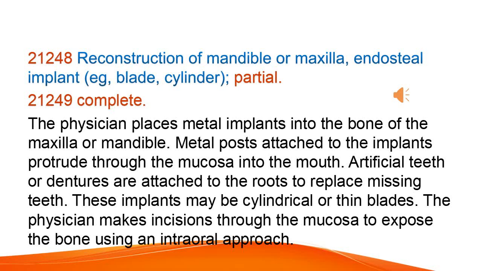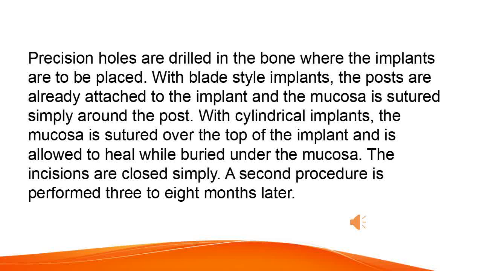The physician makes incisions through the mucosa to expose the bone using an intraoral approach. Precision holes are drilled in the bone where the implants are to be placed. With blade-style implants, the posts are already attached to the implant and the mucosa is sutured simply around the post. With cylindrical implants, the mucosa is sutured over the top of the implant and is allowed to heal while buried under the mucosa. The incisions are closed simply.